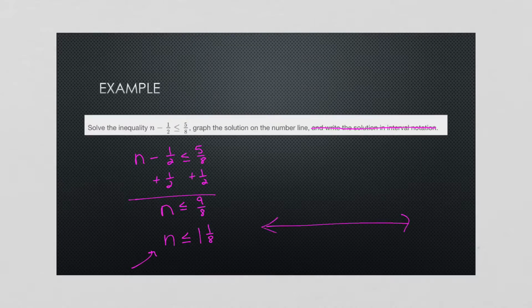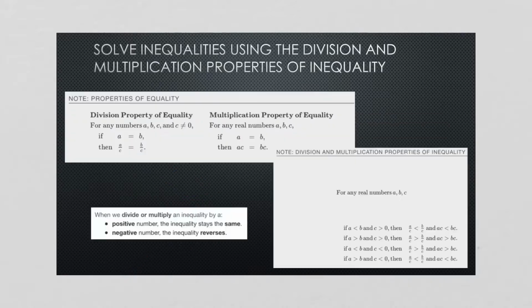So on my number line, I'm going to put 1 there, I'm going to put 0 there, and I'm going to put 2 there. 1 1/8 is approximately, I'm guessing, about there. Notice how I'm closing in the circle because we have the equal to sign underneath. It's less than, I want all the numbers, all the n's or variables or all possible numbers that are less than 1 1/8. All right, there we go. That's it for this one.